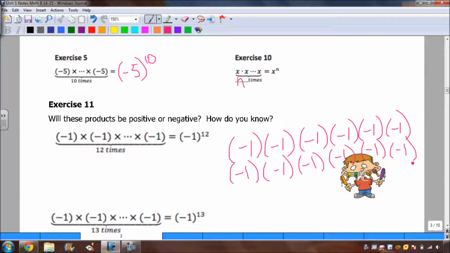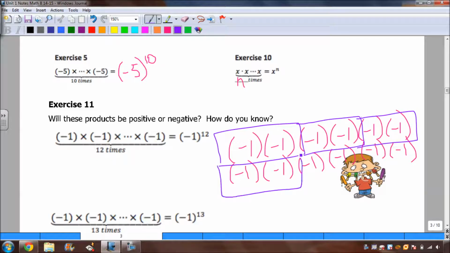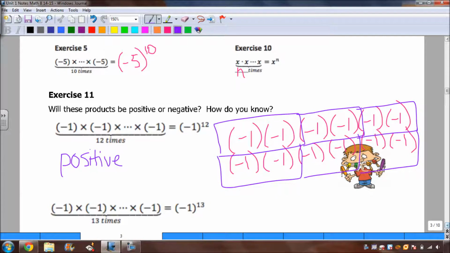I know that these two will multiply together to give me a positive because two negatives give you a positive, right? And then these two will also multiply together to give you a positive. So will these, so will these, so will these, and so will these. So all of these end up being positives, which means that I get a positive answer. But how do I know that I end up getting a positive answer? It all has to do with the number of factors that you have here. Here we have 12 factors.